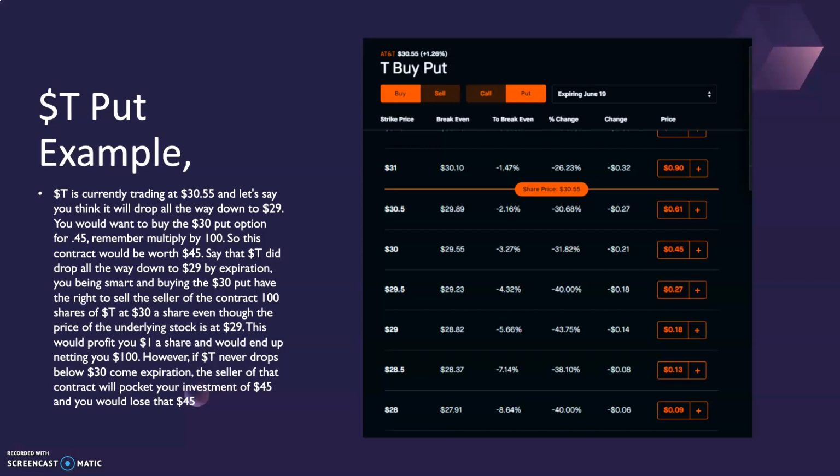You, being smart and buying the 30 put, have the right to sell the seller of the contract 100 shares of AT&T at $30 a share, even though the price of the underlying stock is only at $29. This would profit you $1 a share and would end up netting you $100 profit. However, if AT&T never drops below 30, and let's just say that it shoots up to 32, the seller of that contract will just pocket your investment of $45, and again, you would lose the $45.